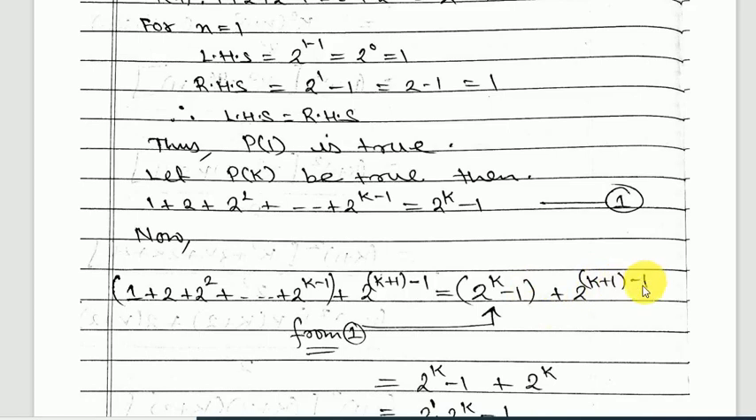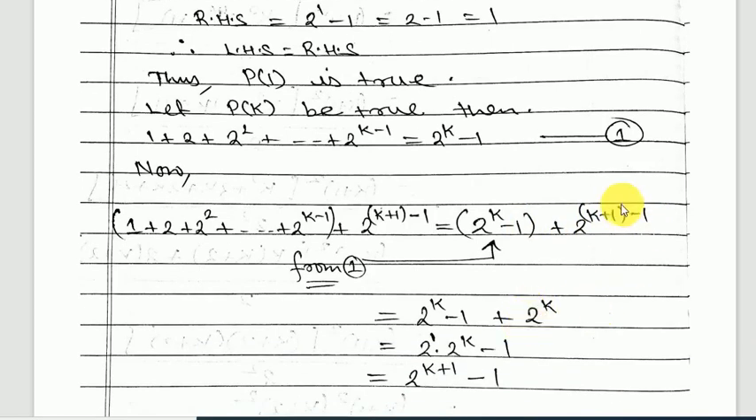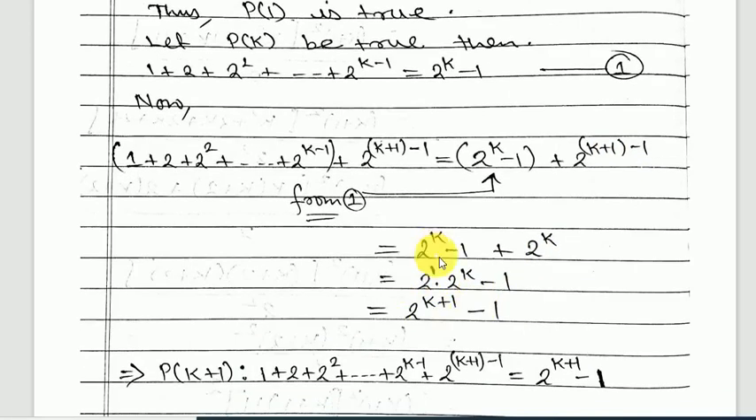Simplify this: plus 1 and minus 1 cancel, so you are left with 2 to the power k minus 1 plus 2 to the power k. Here 2 to the power k, here also 2 to the power k, that means 2 times 2 to the power k, minus 1. Now 2 to the power 1 into 2 to the power k, bases are the same, so powers will be added. So you get 2 to the power k plus 1 minus 1.